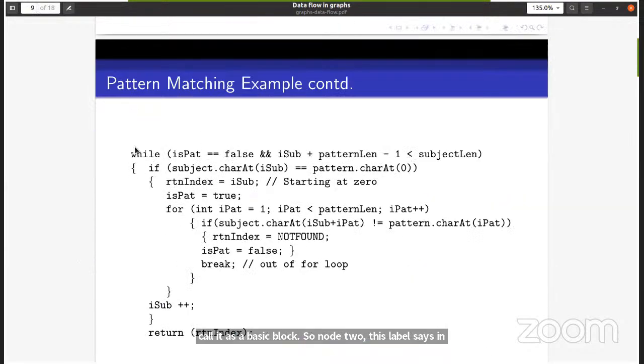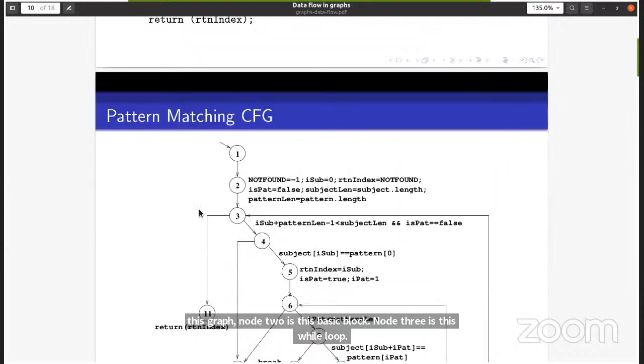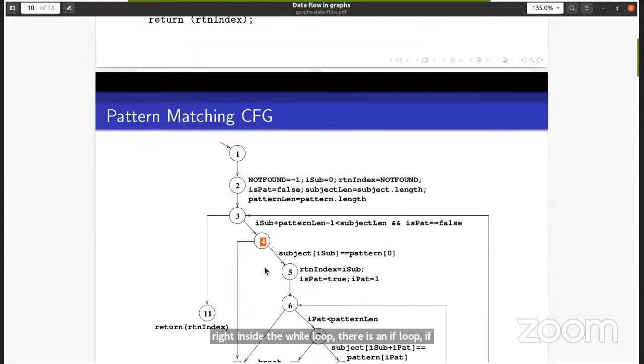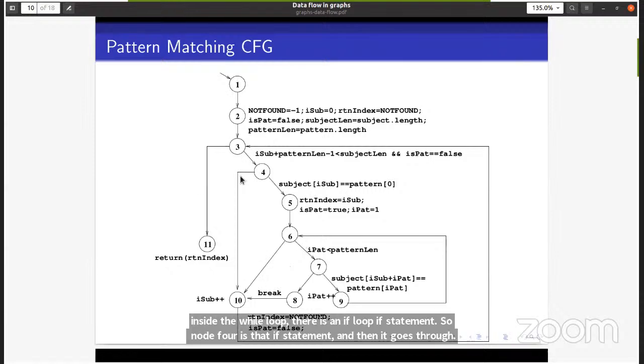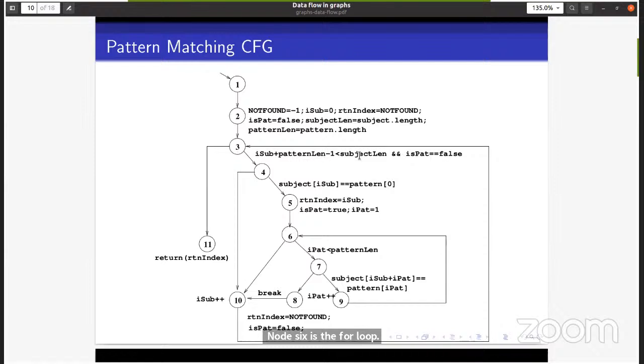Node 3 is this while loop, right? Inside the while loop, there is an if statement. So node 4 is that if statement. And then it goes through. Node 6 is the for loop. So this much information is there. If you just take this graph without this information, which node stands for what, which node uses which statements, which node defines which statements, you will not be able to get much information.